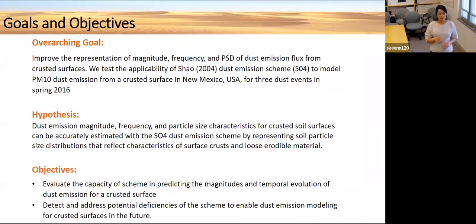Our hypothesis is that the dust emission magnitude, frequency, and particle size characteristics for crusted surfaces can be accurately estimated by this scheme by representing the soil particle size distribution so that it reflects the characteristics of the surface crust and loose erodible material. So the objectives are evaluating the capacity of the scheme in predicting the magnitude and temporal evolution of dust emission for crusted surfaces, and also detecting and addressing the potential deficiencies of this scheme to enable dust emission modeling for crusted surfaces.